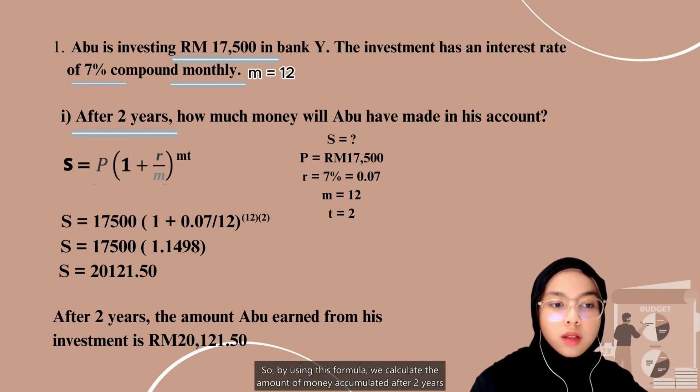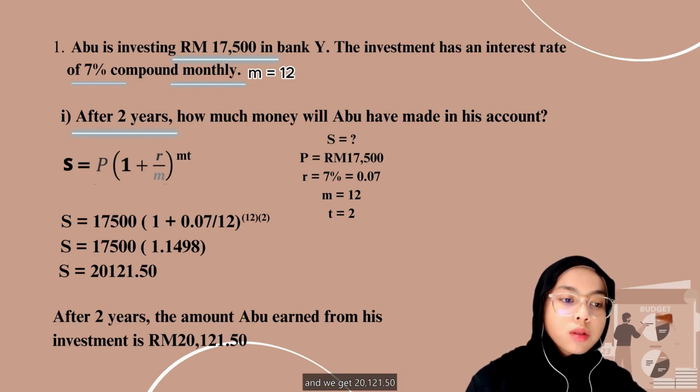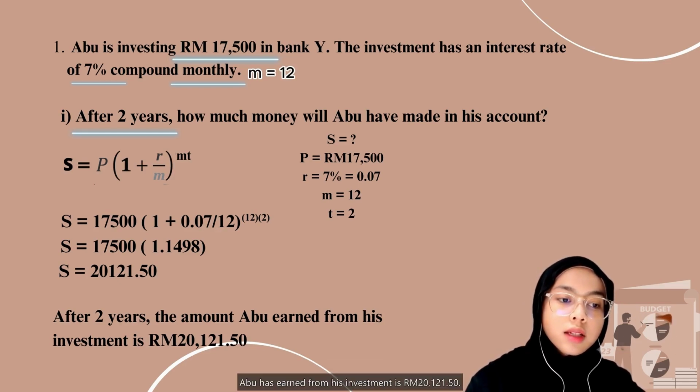So by using this formula, we calculate the amount of money accumulated after 2 years and we get 20,121.50. So here we can conclude that Abu has 20,121.50 ringgit from his investment.